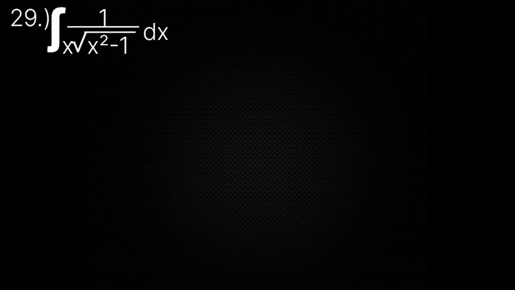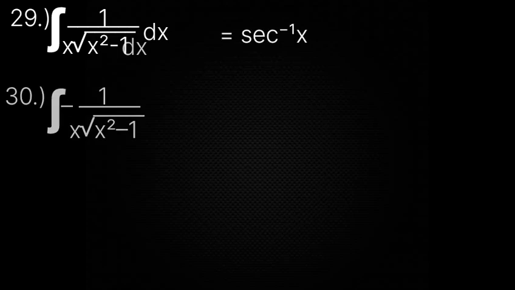Moving on to the secant and cosecant forms, integrating 1 over x times the square root of x squared minus 1 dx yields inverse secant x, whereas the negative version integrates to inverse cosecant x. Next, let's explore a very important and frequently tested special form involving exponential functions.